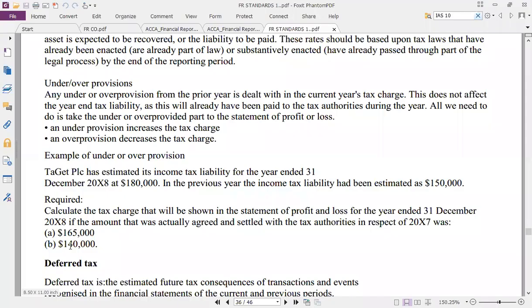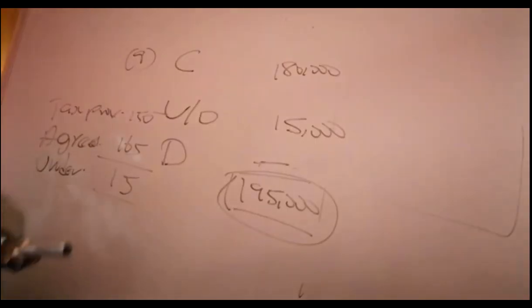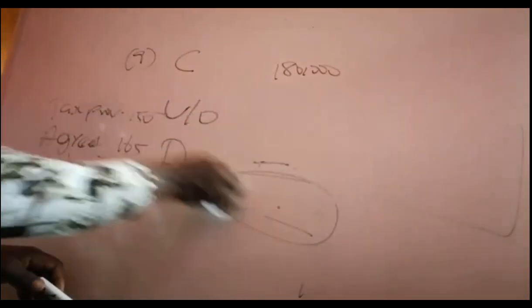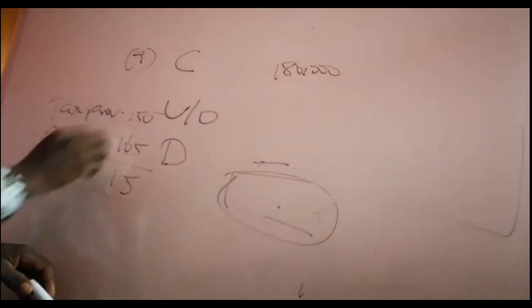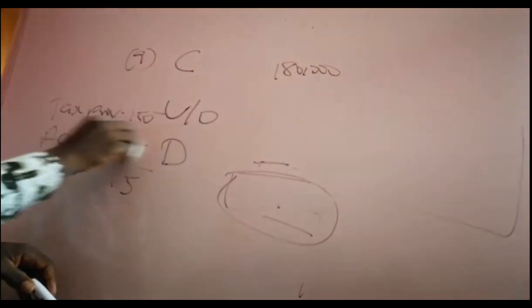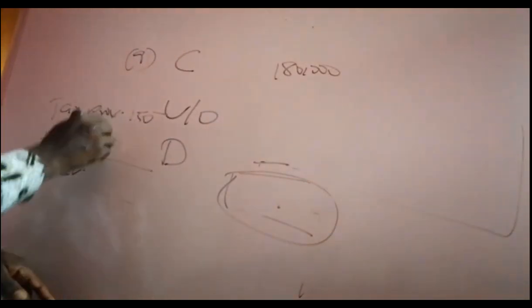So let's see. Then we go in for the second one. Now they agreed on 140,000. So I have to change this. The current year provision is still 180. Now they agreed on 140.